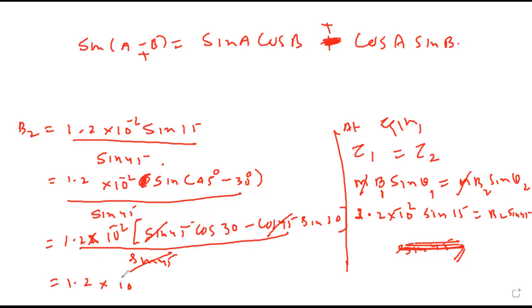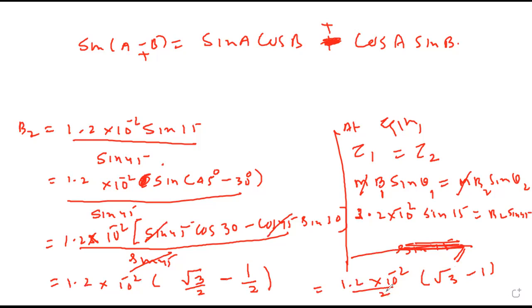So 1.2 into 10 raised to minus 2. What is cos 30? Root 3 by 2. And sin 30 is half. So I can write this as 1.2 into 10 raised to minus 2 upon 2, into root 3 minus 1. So this is 0.6, that means 6 into 10 raised to minus 3 into root 3 minus 1. Is this an option? Check. Yes, it is in C, correct?